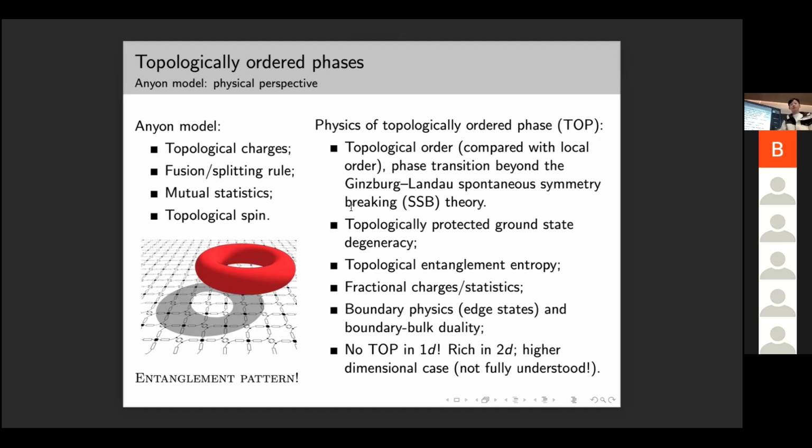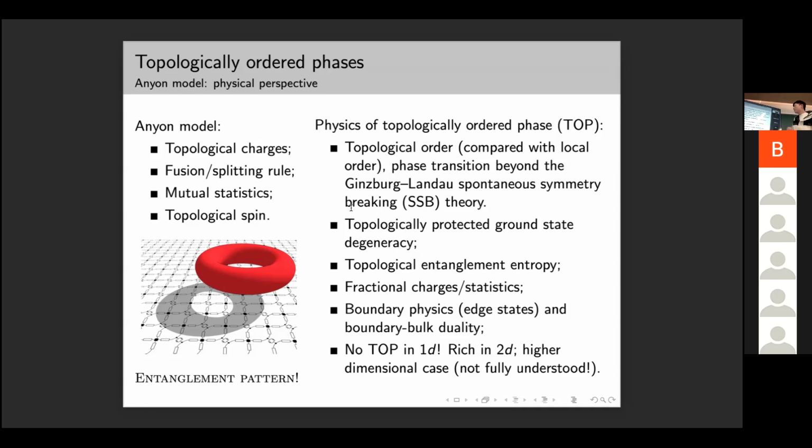So from a physical perspective, the anyon system usually exhibits some kind of order called the topological order. That means that this kind of order is beyond the Ginzburg-Landau spontaneous symmetry breaking theory. That means that we cannot use group theory to describe this kind of topological order. But we know that for this kind of case, we can use a quantum symmetry, a quantum group, to describe the phase transition between different topological phases.